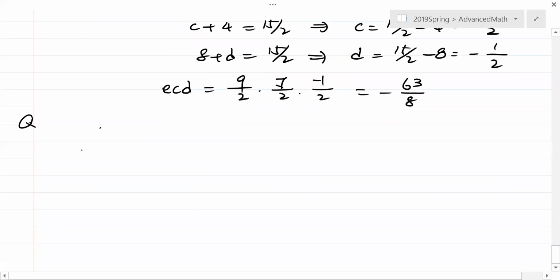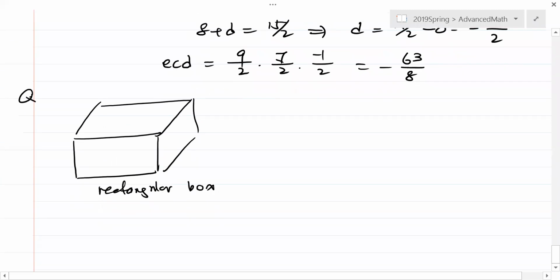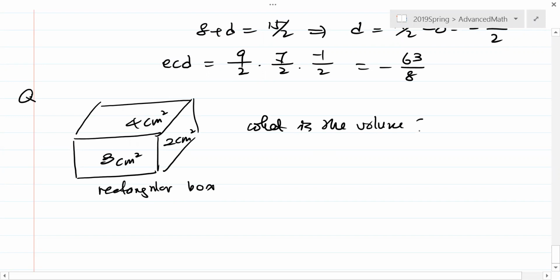Let me ask it. We did it before. I hope you still remember. So suppose you have a rectangular box, right? If you know the area of each face, like this is going to be 3 square centimeters, 2 square centimeters, 4 square centimeters, right? So what is the volume? Can you remember that?